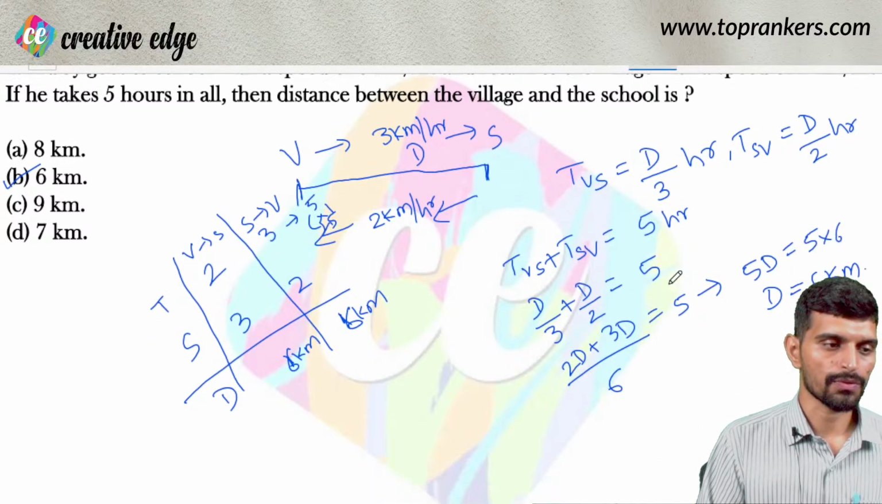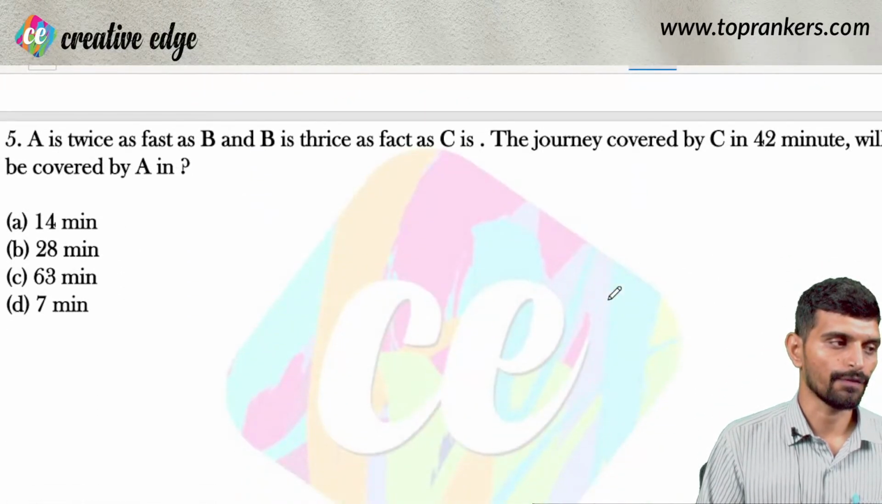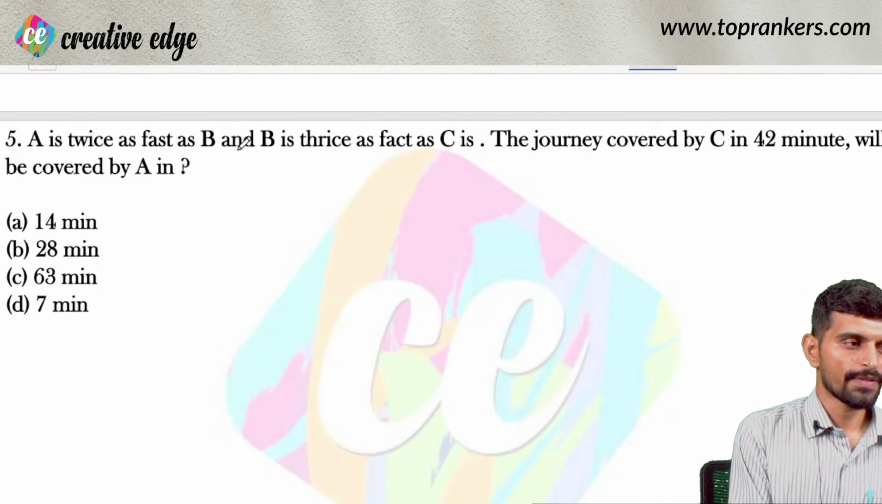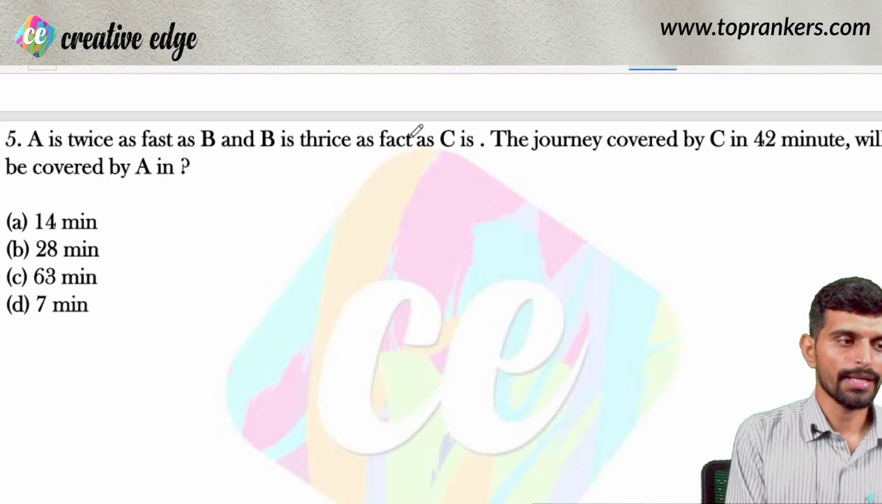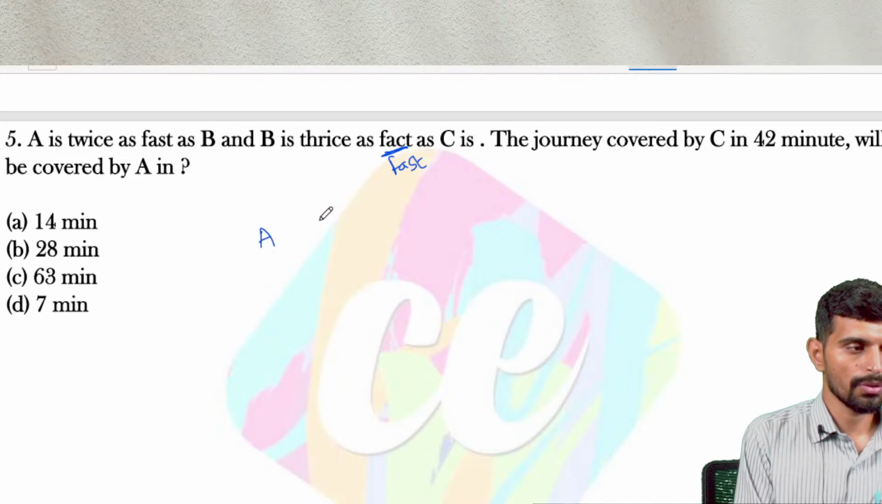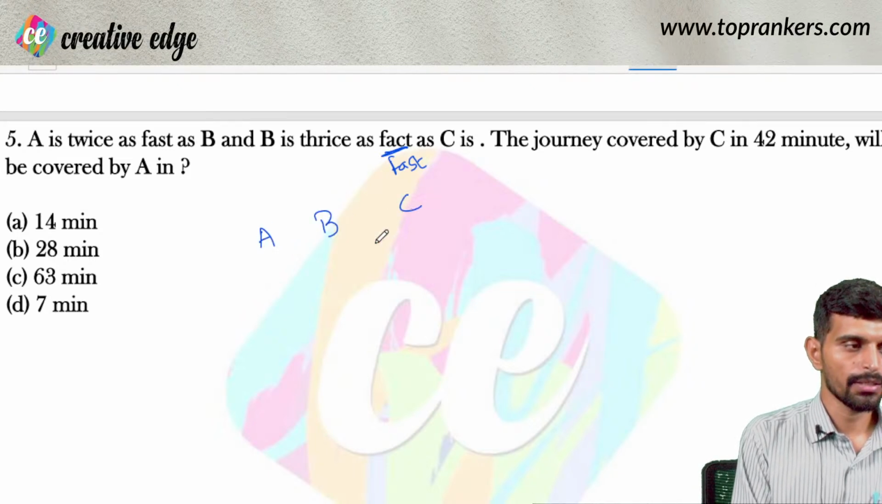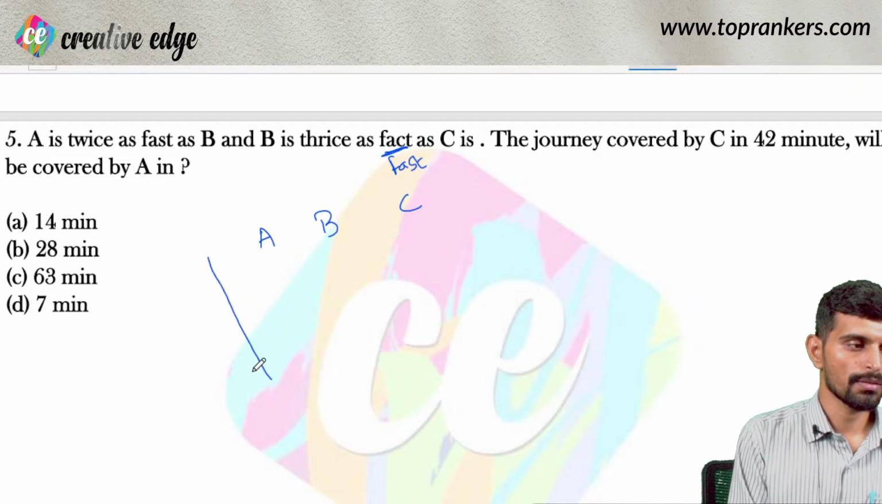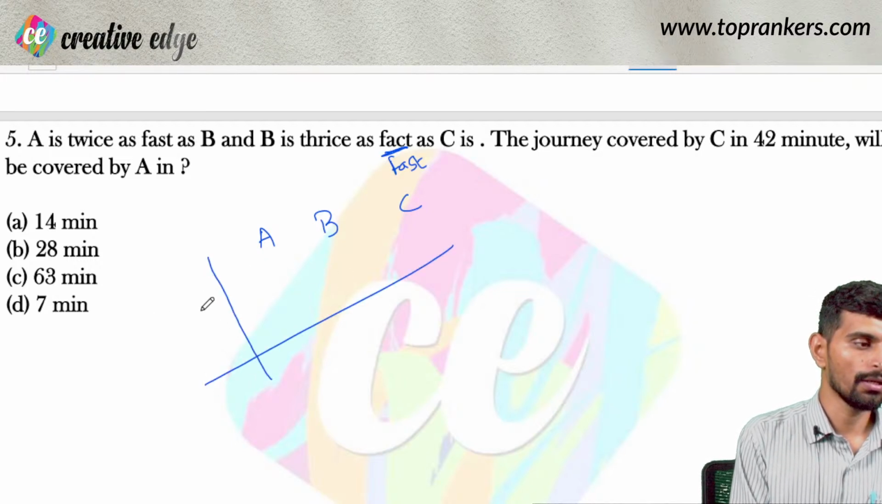Let's move to next question number 5. A is twice as fast as B and B is thrice as fast as, it should be fast, not fact, there should be fast, as C is. So A, B and C. So A is twice as fast as B. So we are talking about speeds, right?